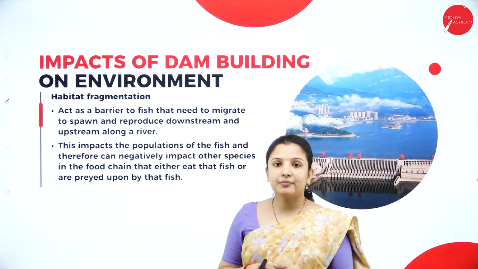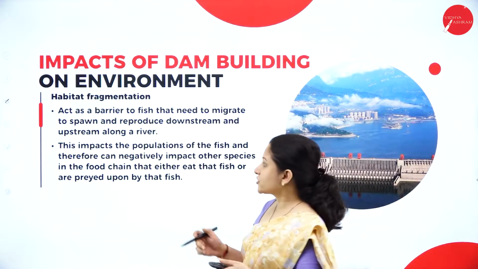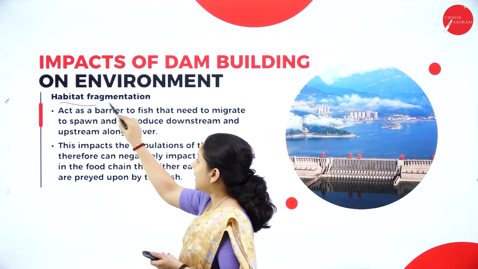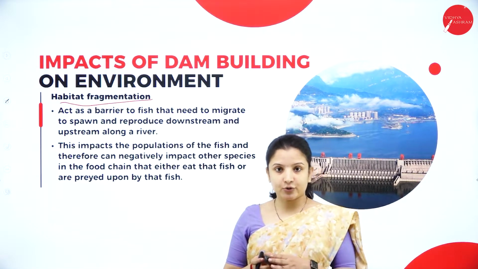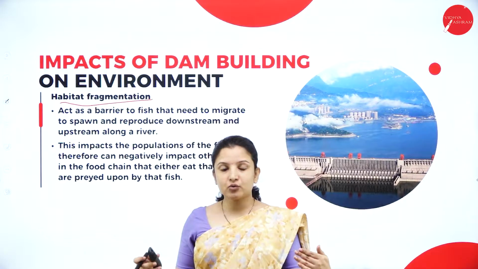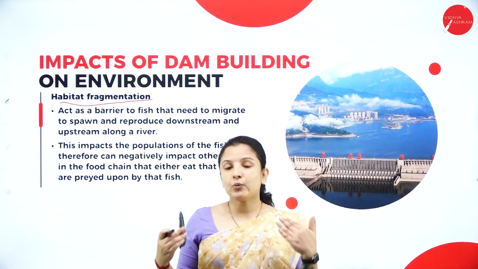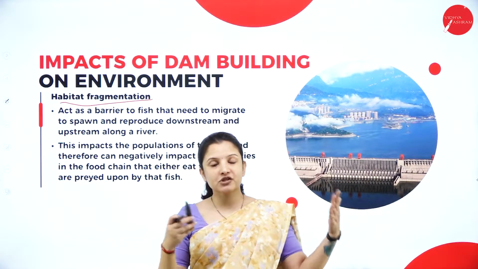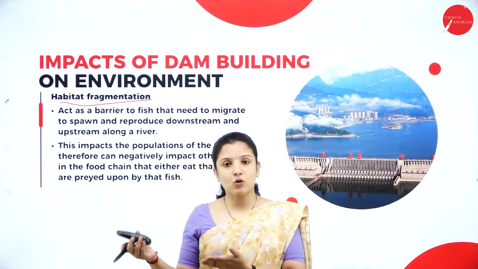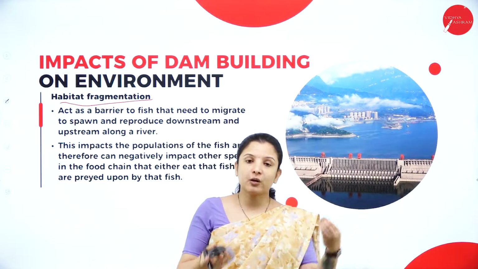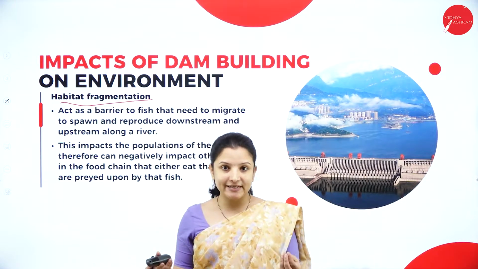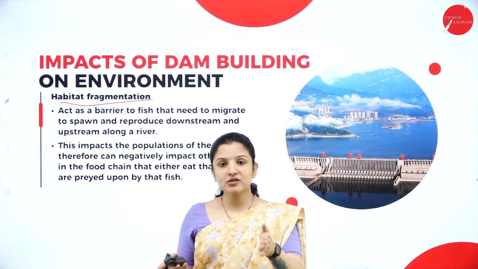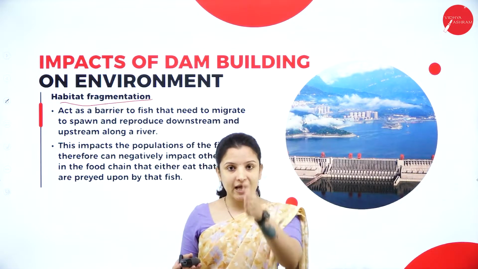First, talking about habitat fragmentation because of building dams. Dams actually act as a barrier to fish. There is a river which is freely flowing. When the river is freely flowing, the fishes can move along with the water currents from one part of the river to the other part, especially during the breeding season, right? But now imagine that in between the river a dam is built.